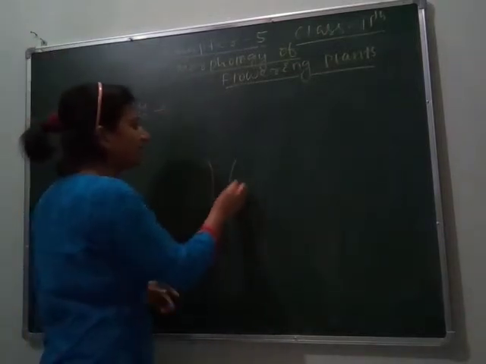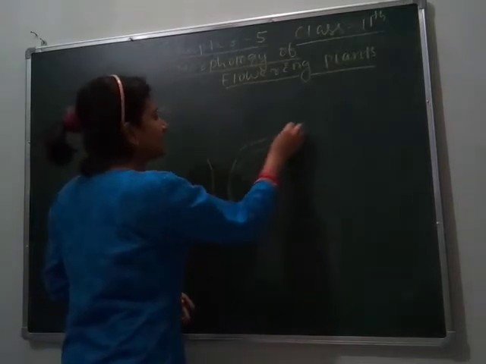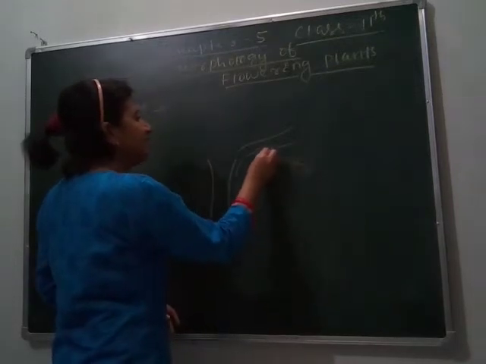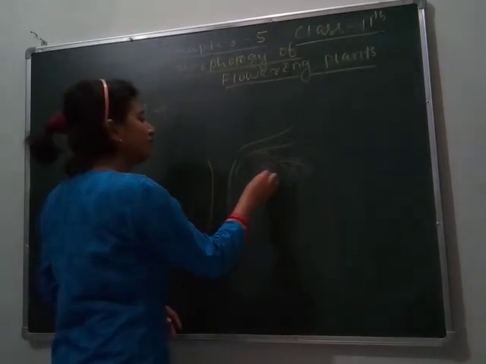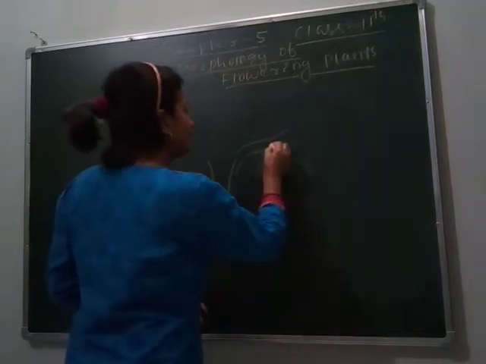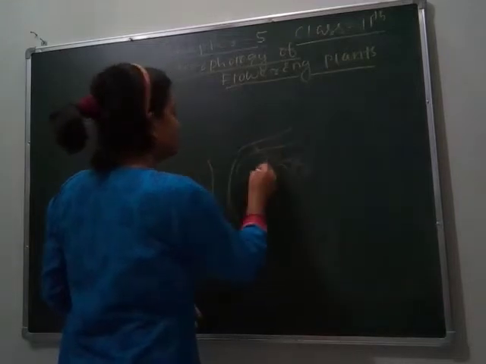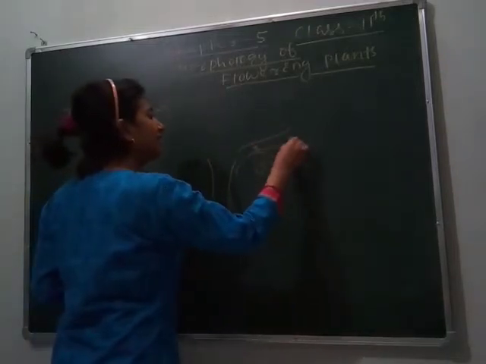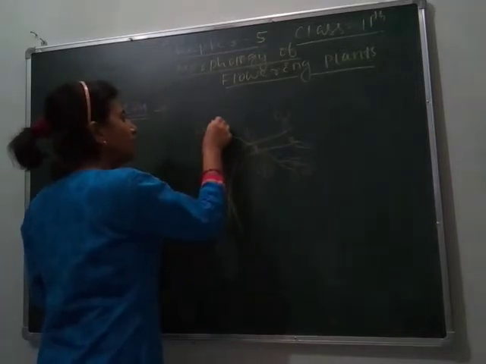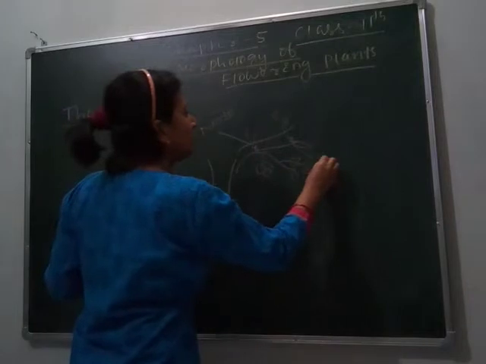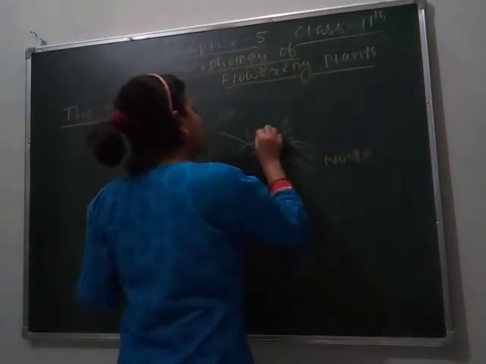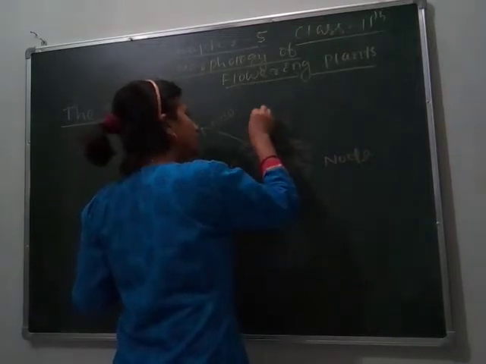Suppose this is a plant, this is its stem, and from stem leaves arise like this, and food is also held by a stem. And let's see the nodes and internodes of it. This part we can say from where leaf arises, this part is called node, and the part between two nodes is called internode.